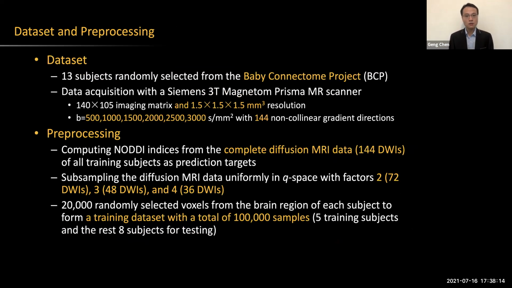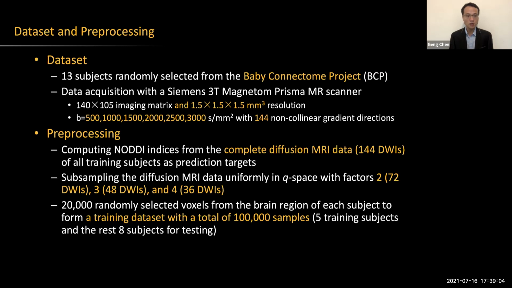The dataset we used in our work is diffusion MRI data from the Baby Connectome project, and the data are acquired using a Siemens scanner. The resolution is 1.5 isotropic. There are 6 shells with 144 gradient directions. For the preprocessing, we first computed the NODDI index from complete diffusion MRI data of all training subjects as prediction targets. And we subsample the diffusion MRI data uniformly in Q-space with different factors, including 2, 3, and 4. These factors correspond to 72 diffusion weighted images, 48 diffusion weighted images, and 36 diffusion weighted images.